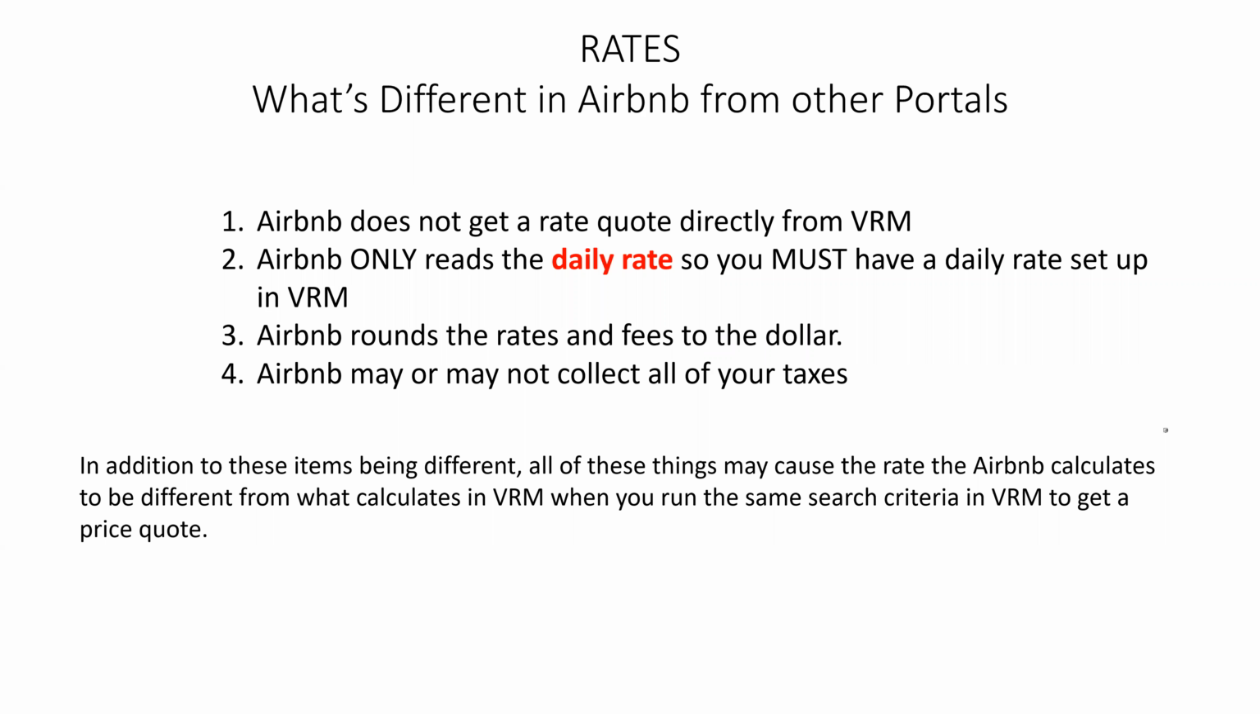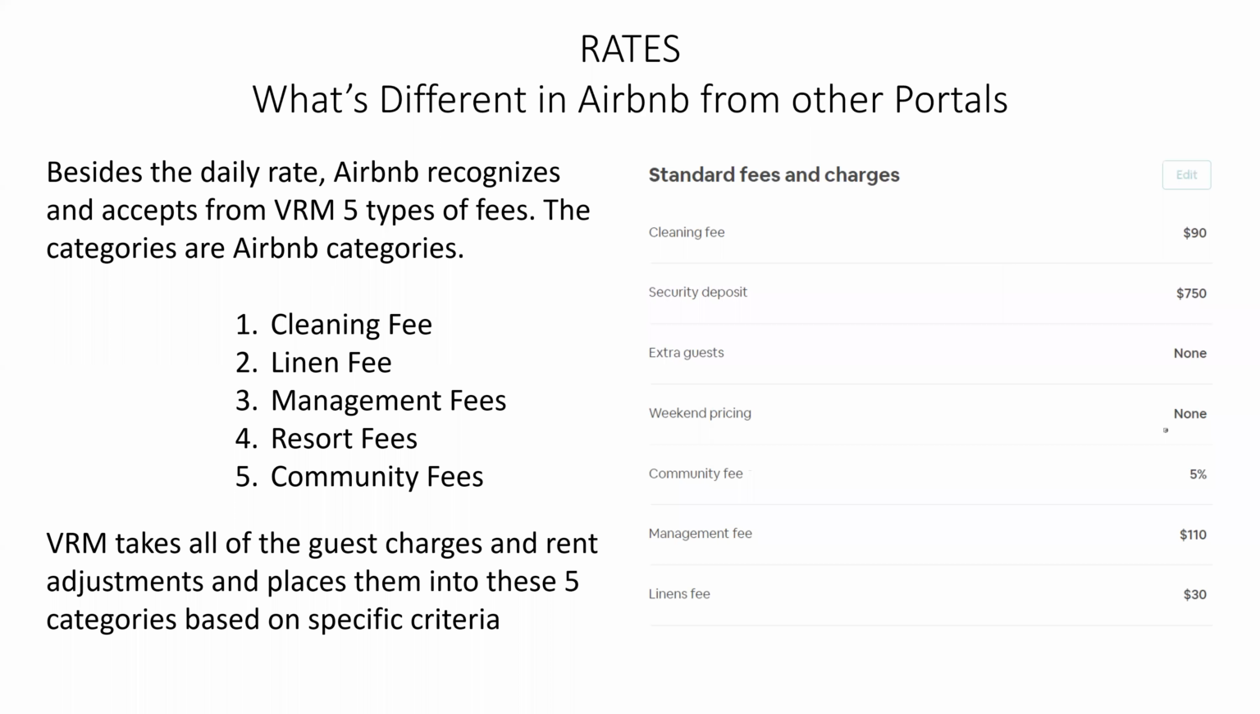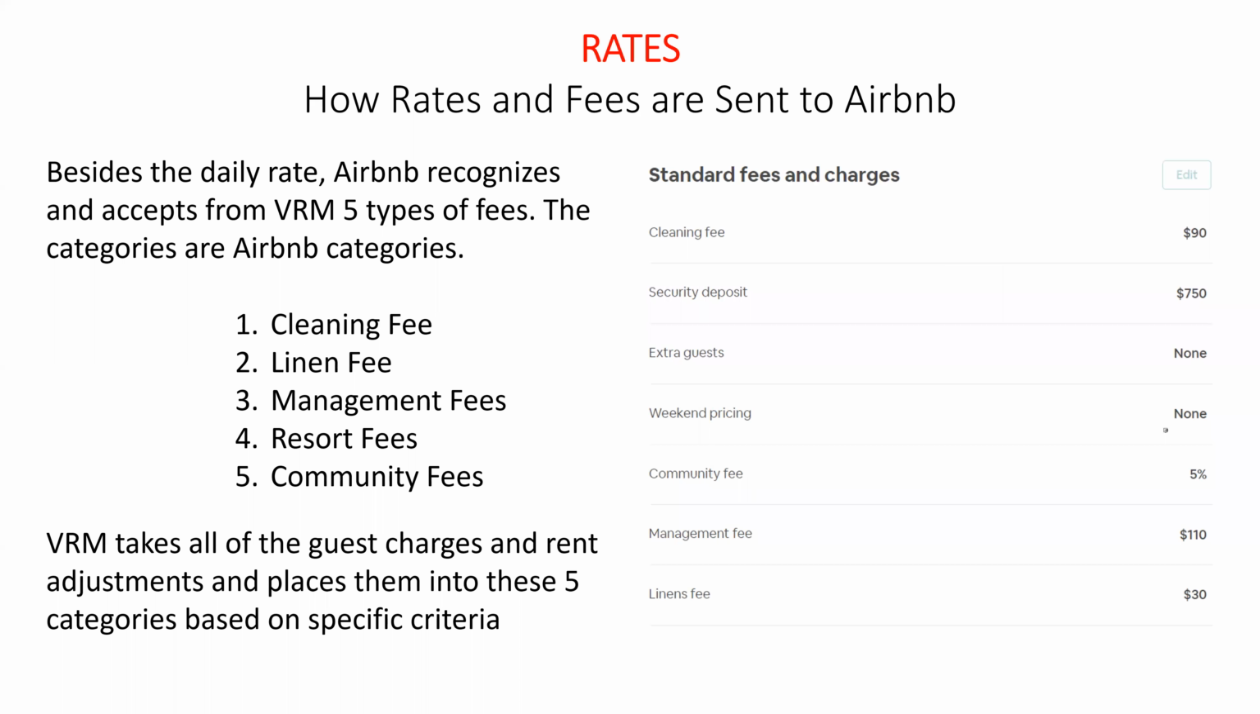So the rates and fees, besides the daily rate that we send over to Airbnb, Airbnb accepts and recognizes 5 types of fees. And so all of the fees and charges that you have set up in VRM, whether they're a guest charge, a rent adjustment, or even the damage waiver and your reservation fees, VRM is categorizing them into one of these 5 Airbnb categories, and then we send them over there as that category.